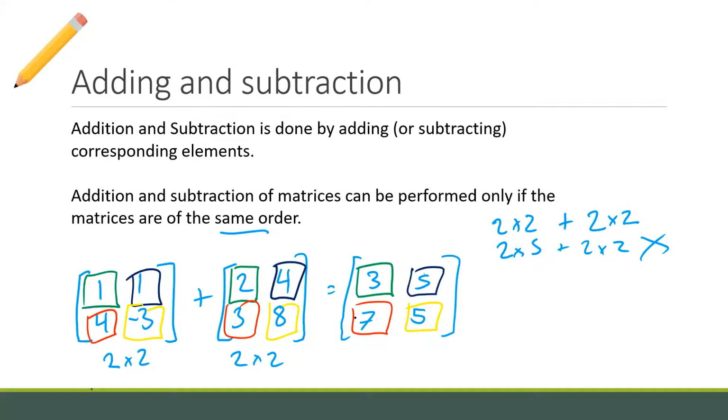Subtraction is done the opposite way, of course, by subtracting those numbers. So if you were subtracting, this would be 1 take away 2, which would be -1. 1 take away 4, which would be -3. 4 take away 3, which would be 1. And then -3 take away 8, which would be -11. But that would be if we were subtracting.